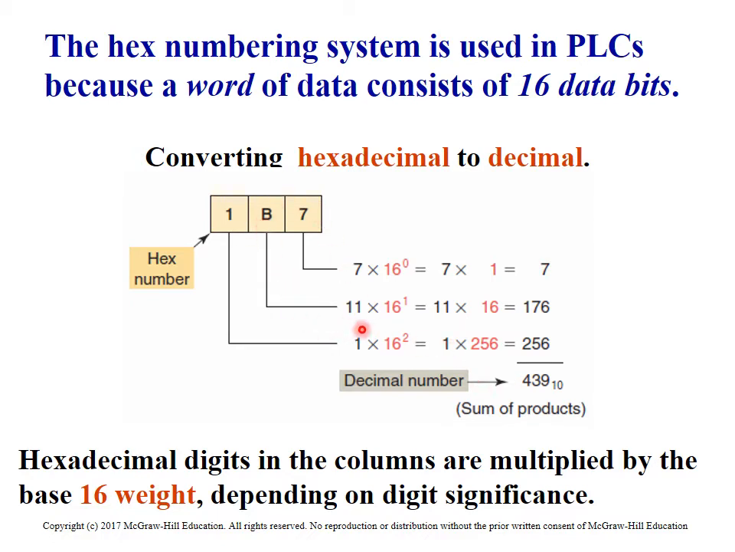B, we know as 11. 11 times 16 to the 1 power is 16. So 11 times 16 is 176. And then the third one is actually the 2 power. So 16 to the 2 power is 256 times 1, because the 1 value here comes up with 256. We add these guys together, and this is the value of the decimal number.